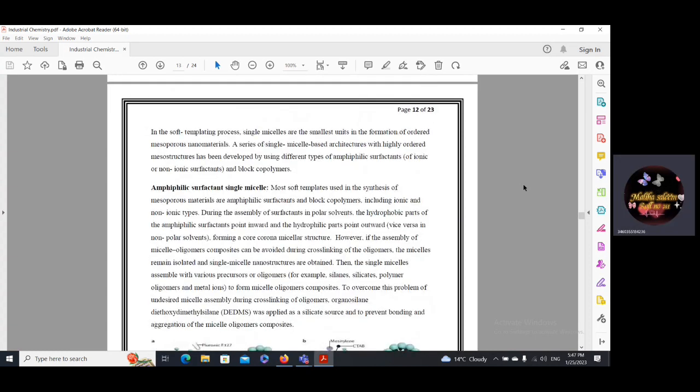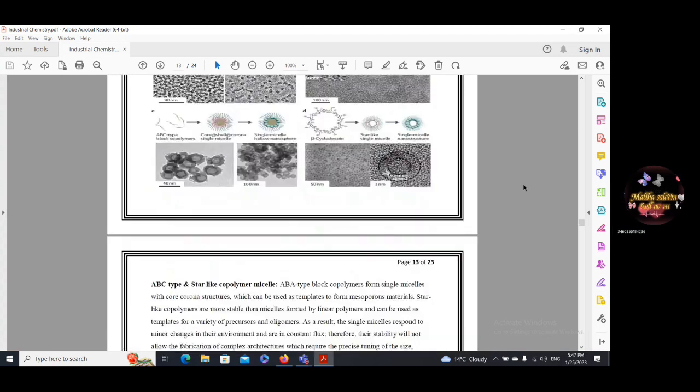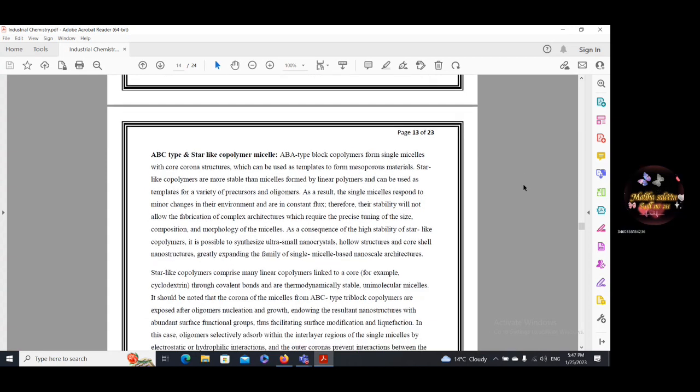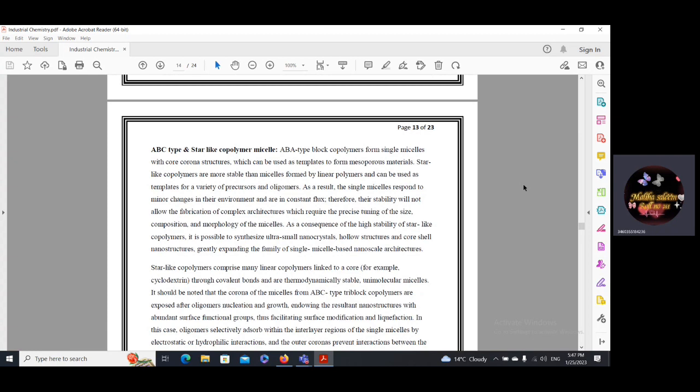amphiphilic surfactant single micelle. Then the second type is ABC type. It is also known as star-like copolymer micelle. ABA type block copolymers form single micelles with core-corona structures, which can be used as a template to form mesoporous materials. Star-like copolymers are more stable than micelles formed by linear polymers and can be used as a template for a variety of precursors and oligomers.